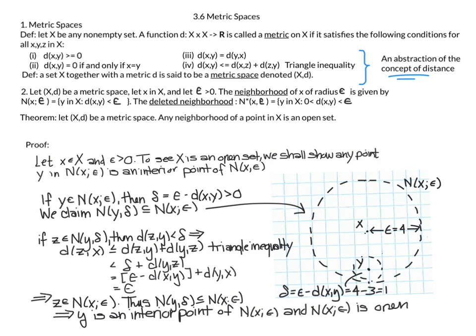And as you know, the distance between 2 points is always greater than or equal to 0, and it's only equal to 0 if x and y are equal. And then the distance between x,y should equal the distance between y,x. And then we also have this triangle inequality for distance.